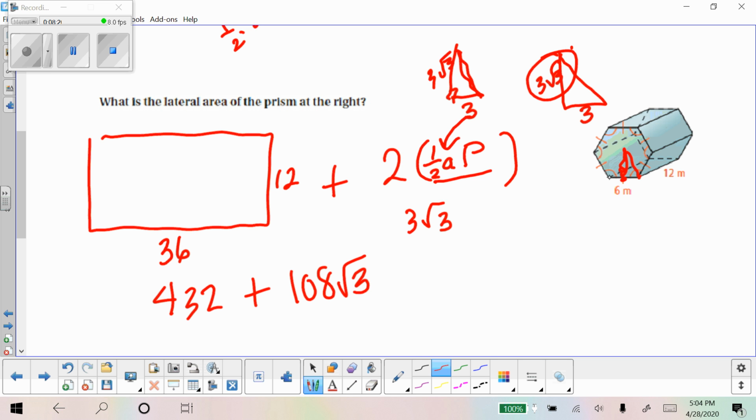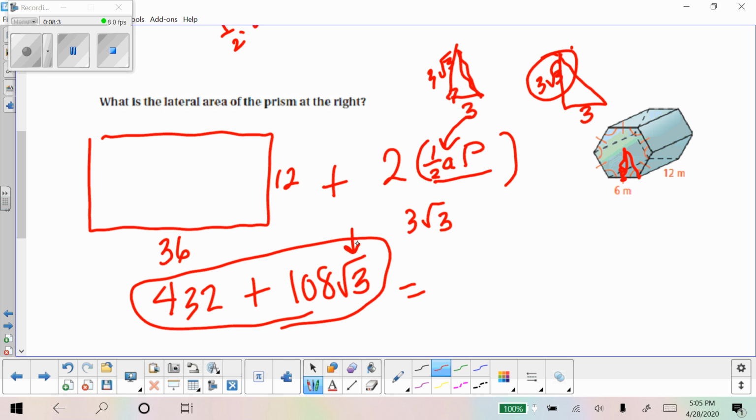Perimeter, of course, is 6 times 6, 36. And then you have 2 of those bases, so we multiply by that 2. And in simplest radical form, that would look like this. Since this has a square root of 3 in it, we can't combine it with the 432. If we wanted to write that, then we could round it to the nearest 10th by just calculating that. And that is about 619.1 to the nearest 10th. All right.